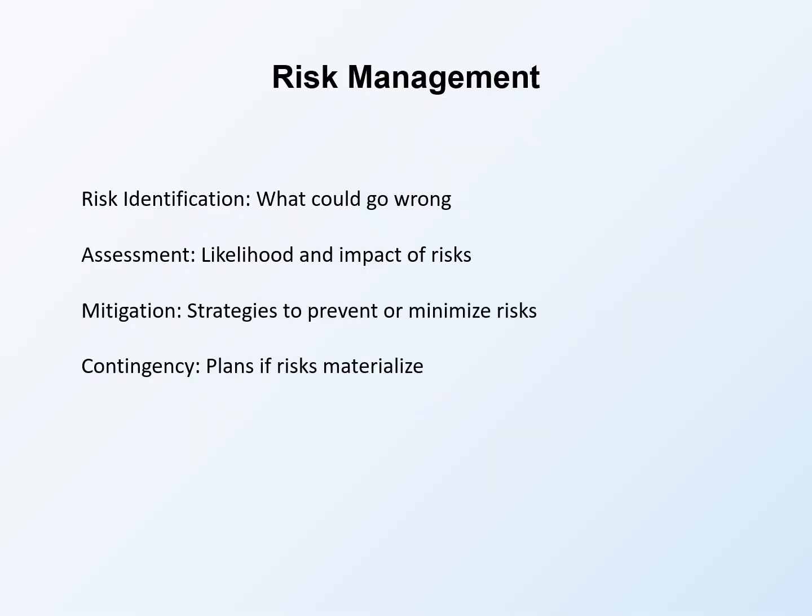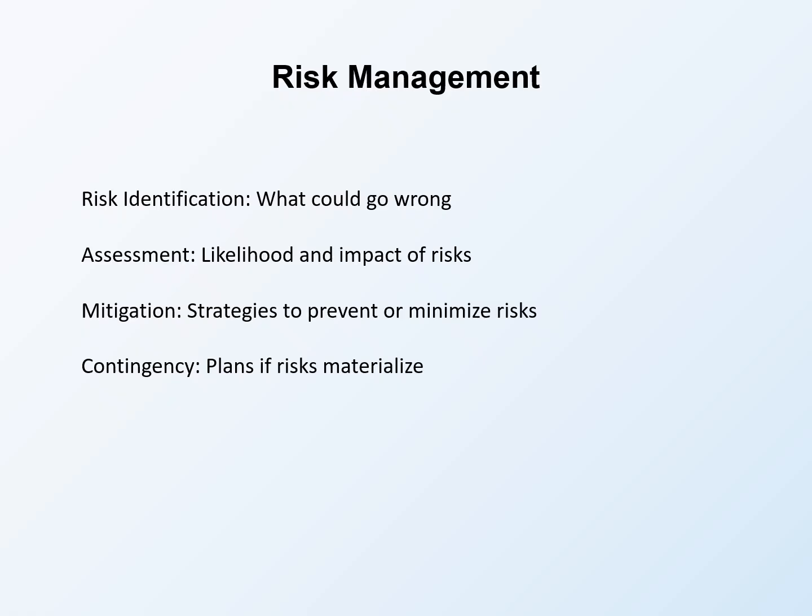Risk management addresses what could go wrong. Risk identification asks what could go wrong. Staff turnover, partner withdrawal, recruitment challenges, budget shortfalls, identify potential risks systematically. Assessment evaluates likelihood and impact of risks. Not all risks are equal. Some are likely but minor. Others are unlikely but catastrophic. Assess both dimensions.